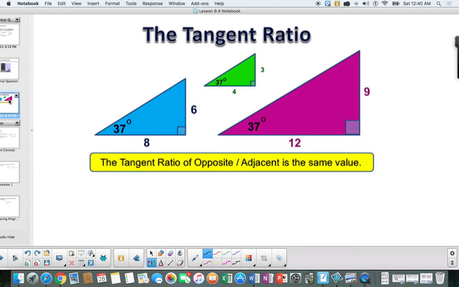They're all similar by angle-angle similarity, 37 degrees and 90 degrees. What we're going to do is take a look at the ratio of the opposite leg to the adjacent leg, and that's going to be 6/8. Opposite leg over adjacent leg, and that's 3/4. Opposite leg over adjacent leg, and that's going to be 9/12. Now they all reduce to 3/4, and that's what happens with all similar triangles of angle 37 degrees. They have the same tangent ratio, and this is going to help us find lengths of sides.